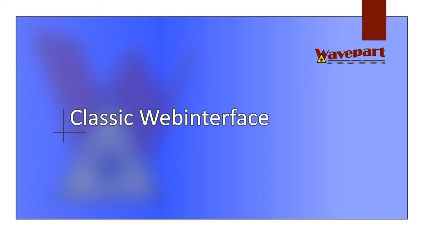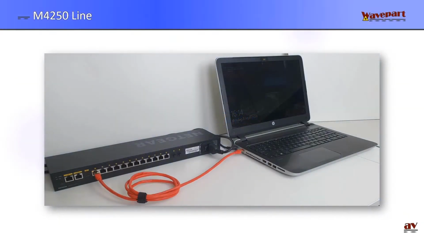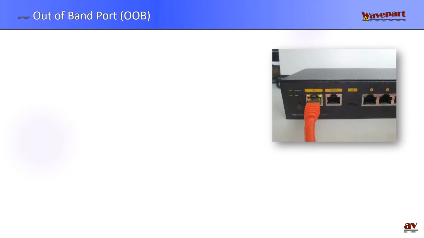Now that we know that the M4250 works out of the box, let's look at the classic web interface for configuring. The most obvious thing to do is just connect the laptop to port 1 of the switch for configuring, but there's a better way. The most left port of the switch is called the out-of-band port.